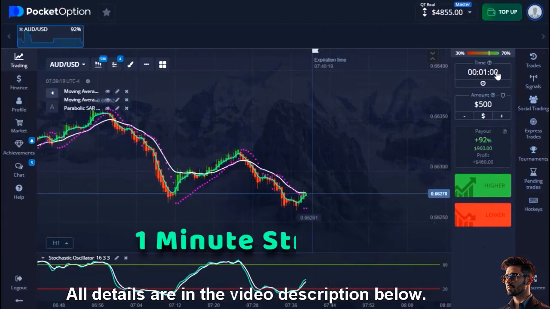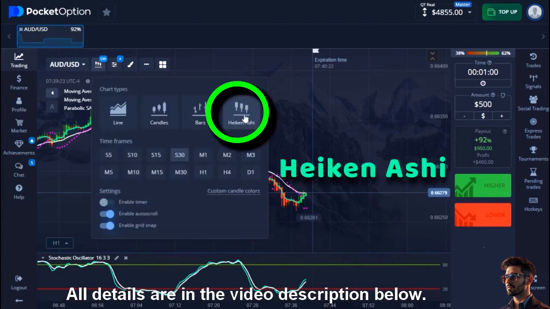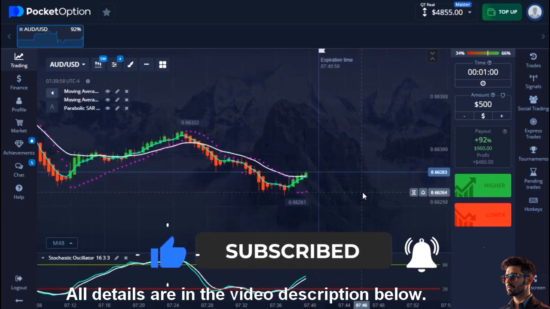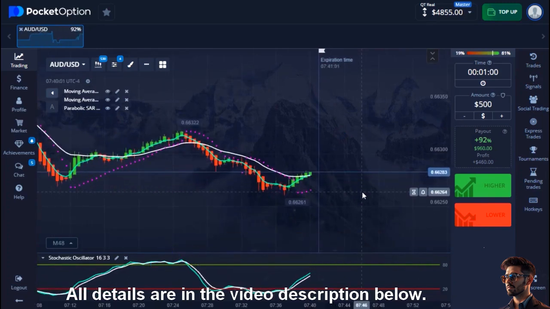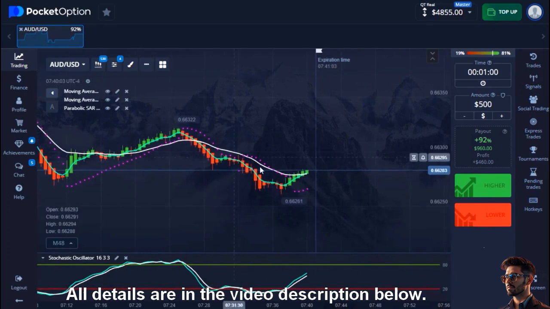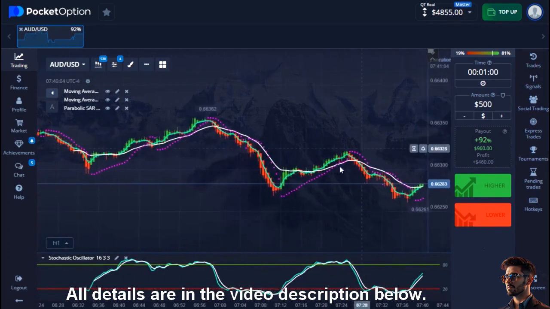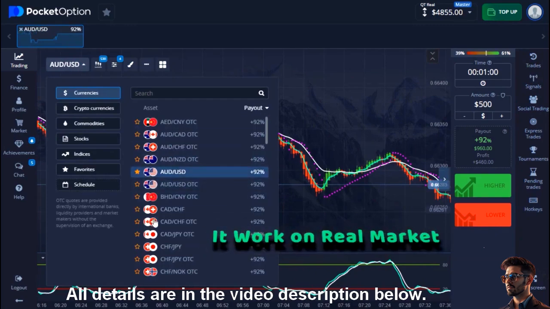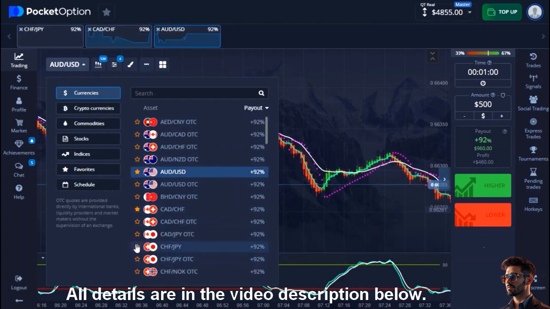And this strategy is a 1-minute strategy, and of course I'm making use of Heikin Ashi candlesticks and a 30-second candle time frame. It's a very simple strategy which I'm going to explain in detail when I enter a trade. But right now we're putting on the best currency pair. Like I said, this only works better on a regular market. I don't use it with OTC, so make sure you're using this on a regular market.